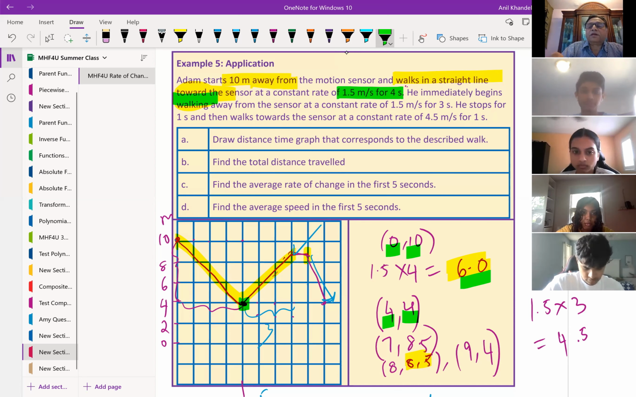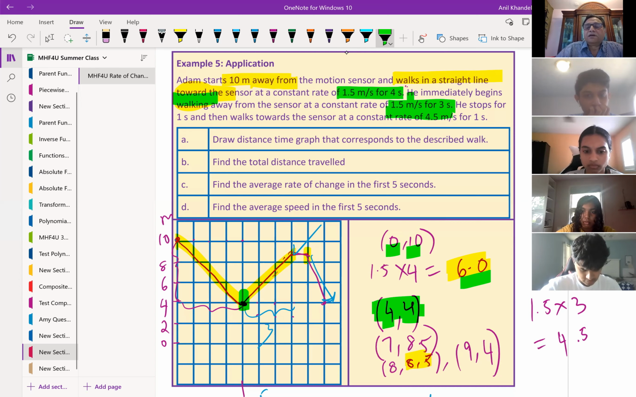After that, he walks. Ankita, please continue reading. He immediately begins walking away from the sensor at a constant rate of 1.5 meters per second for 3 seconds. Now tell me where the next point will be. This point is 4, and now he walks away at the rate of 1.5 meters per second for 3 seconds. What will be the next point where he stops after 3 seconds? Tell me, calculate.